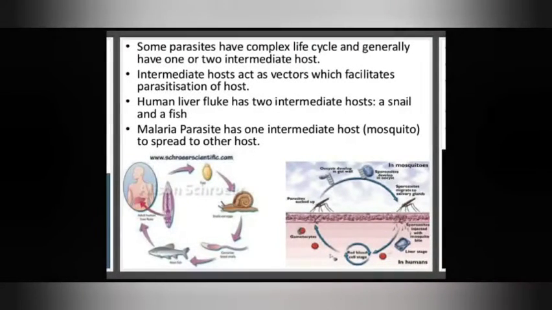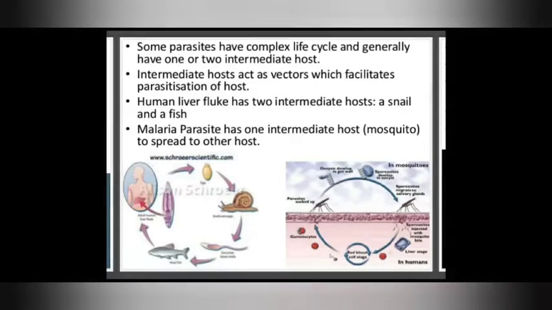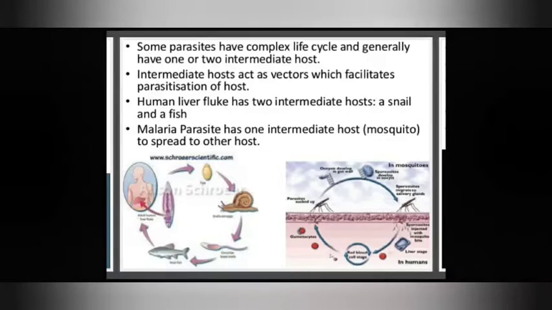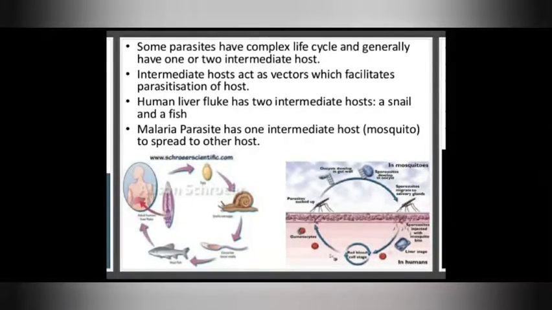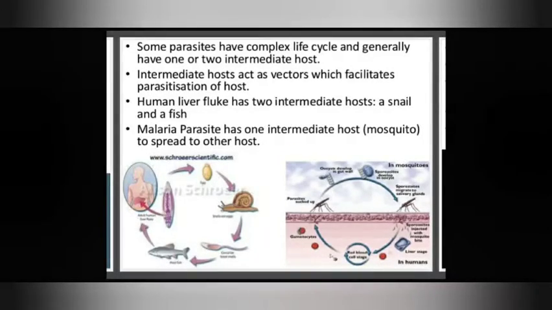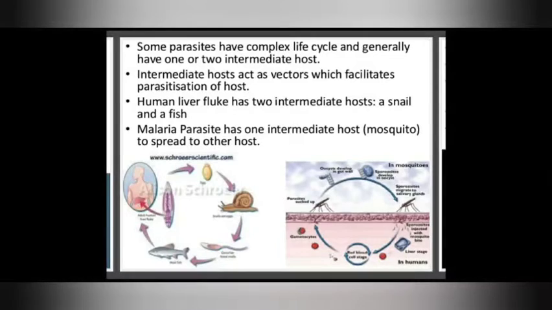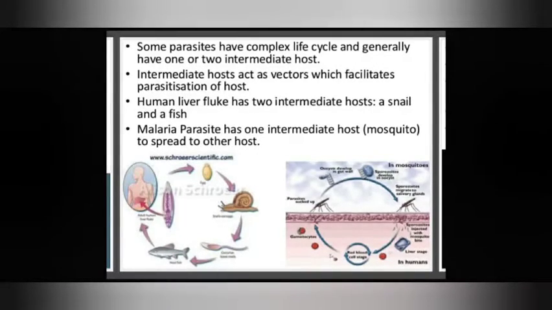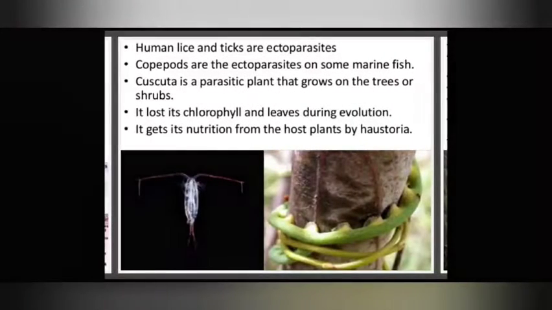Some parasites have complex life cycles and generally have one or two intermediate hosts. Intermediate hosts act as vectors, which facilitate parasitization of the host. The human liver fluke has two intermediate hosts. It may be snail or fish. Likewise, the malaria parasite has one intermediate host, that is mosquito, to spread to other hosts.